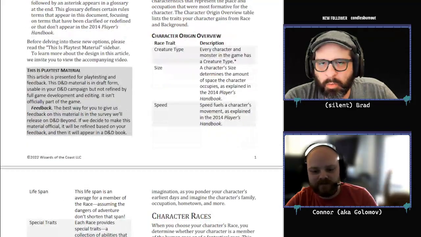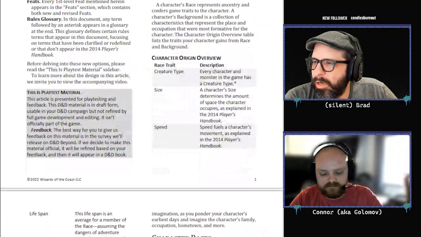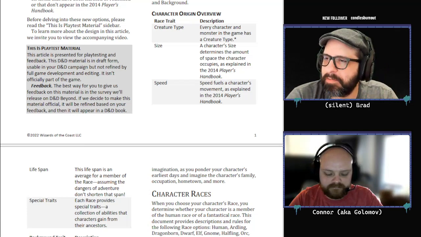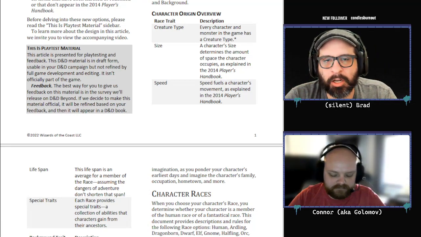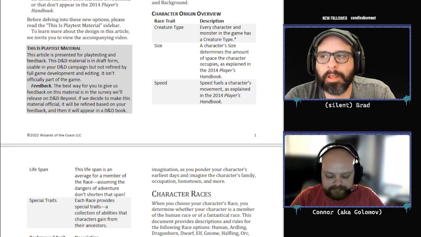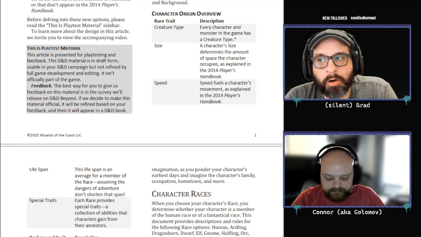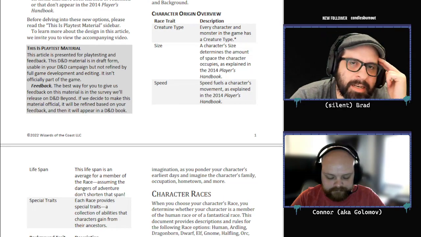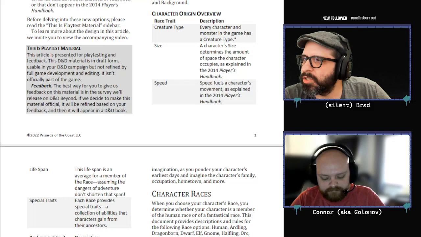So, what a character origin gives you specifically from your race: you only get a creature type, because every playable race now has a type. So there are fae, there are monstrosities. I don't know if they made... I can't remember. Let me actually just check.